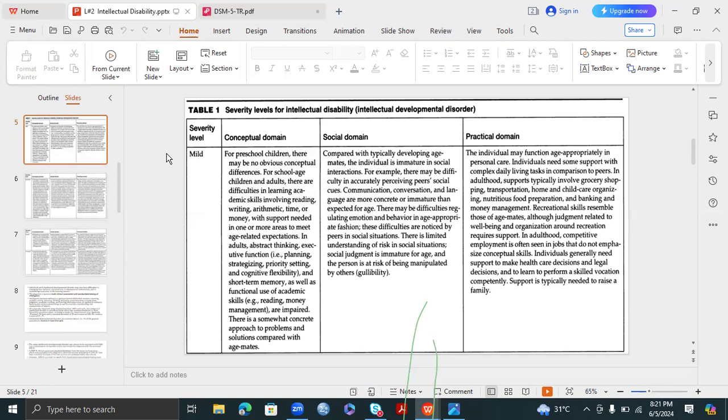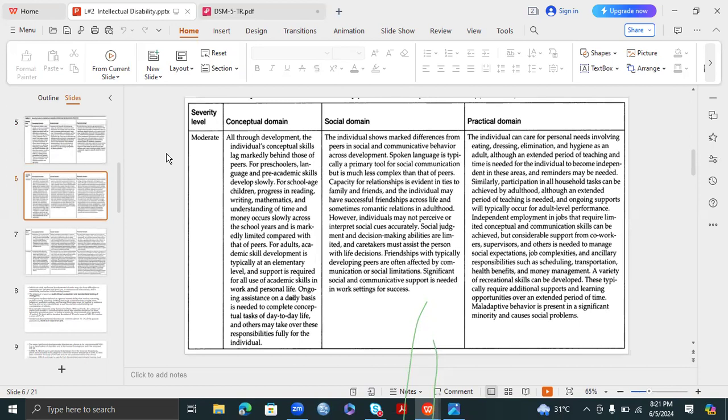Support is typically needed to raise their family in adulthood. All right, they won't be as able for recreational activities as compared to their age mates, although judgment may be related to some of their well-being, or the organization around recreation requires some support. But in adulthood, they will typically need some support to raise a family. All right.